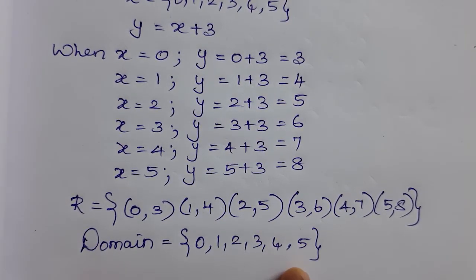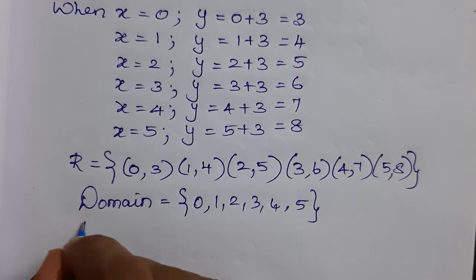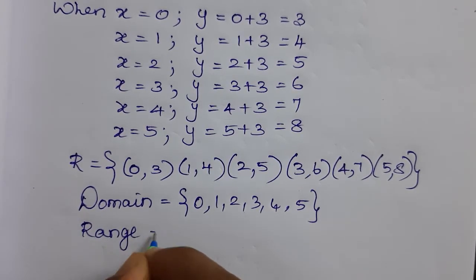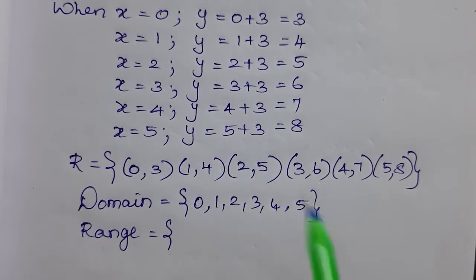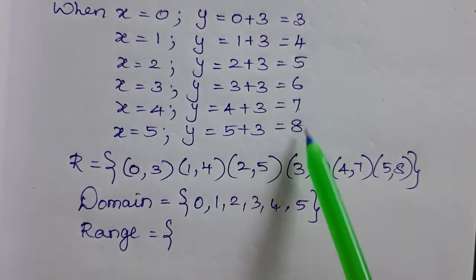Next we have to find the range. And range, as I told you, is nothing but the outcomes, the outcomes when you apply the condition. The outcomes are 3, 4, 5, 6, 7 and 8.